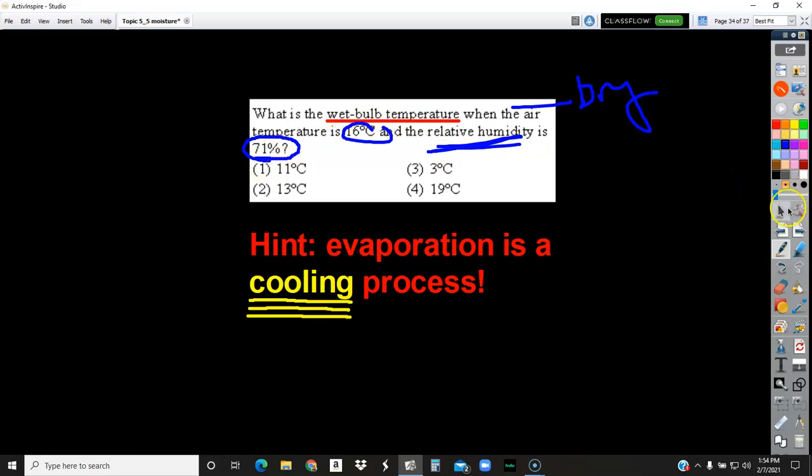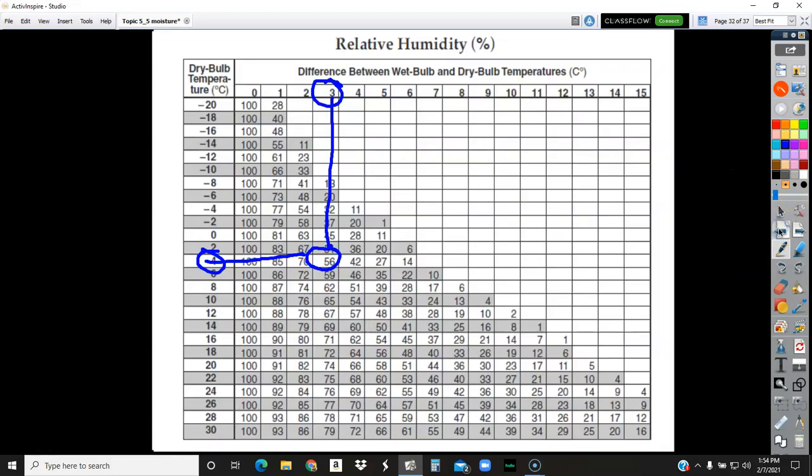So dry bulb 16. I'm on the humidity chart. So I start with the 16 dry bulb. Humidity is 71%. I shoot across here until I hit 71, just like I did on that last question. I find the difference. Now the difference is 3.